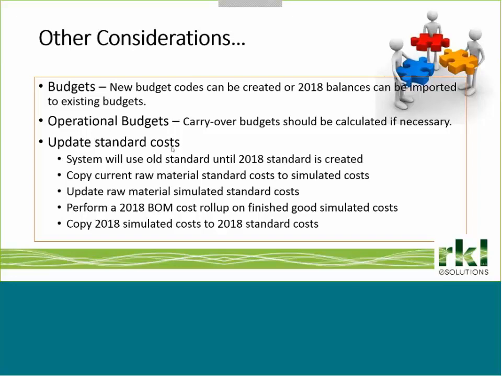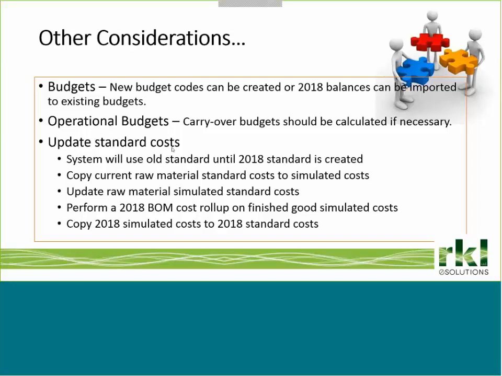So an outline of the process that I use to update standard costs is we copy the current raw material costs to simulated costs. That'll create a new simulated cost in 2018 for raw materials. We then either manually update those simulated costs or we export the data out to Excel, update all the simulated raw material costs in Excel, and then import it back into X3. At that point, you can perform a 2018 BOM cost roll-up on the finished goods using the simulated costs.